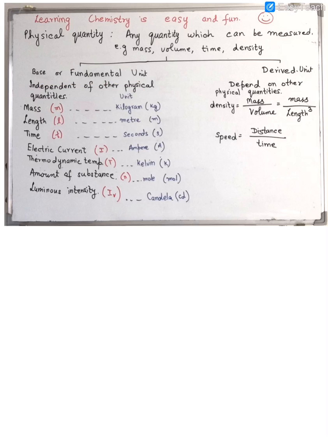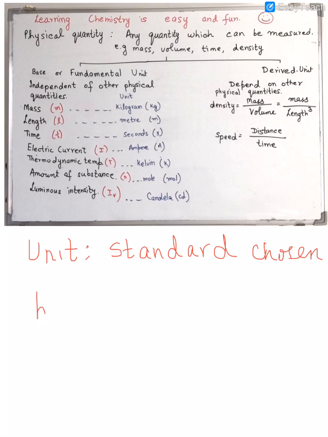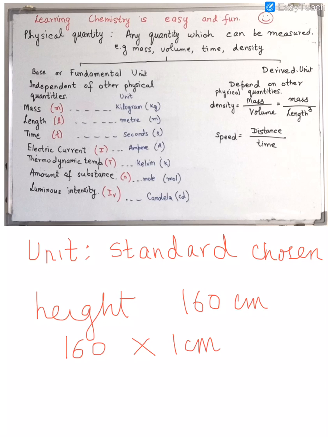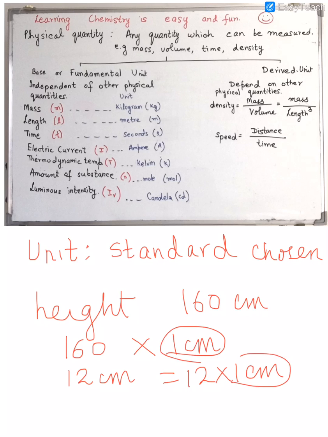Before we go on to study those basic principles, we will define a small thing what we call as unit. What is a unit? Unit is nothing but a standard chosen to express a physical quantity. For example, if I have to talk about your height. Now, if I say that your height is 160 centimeters, what does this mean? It means that your height is 160 times of 1 centimeter. If I say that I have a ruler whose measurement is 12 centimeter, that means it is 12 times of 1 centimeter. What is this 1 centimeter over here? It's a standard that I have chosen in order to express the length of any particular object.